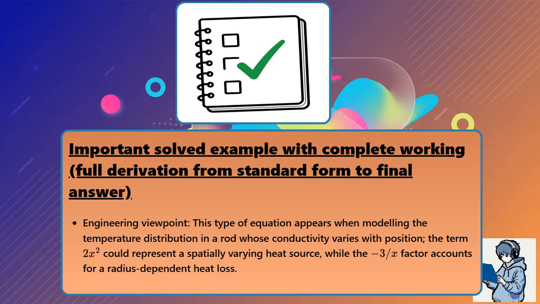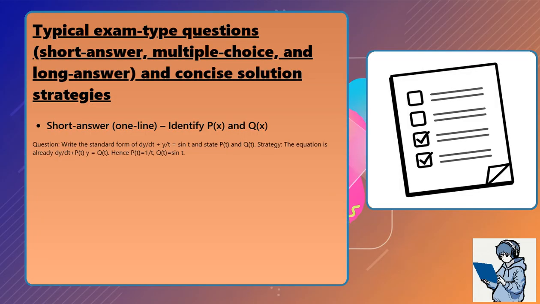Engineering viewpoint. This type of equation appears when modeling the temperature distribution in a rod whose conductivity varies with position. The term 2x squared could represent a spatially varying heat source, while the minus 3 over x factor accounts for a radius-dependent heat loss. Short answer: 1 line, identify P of x and Q of x.